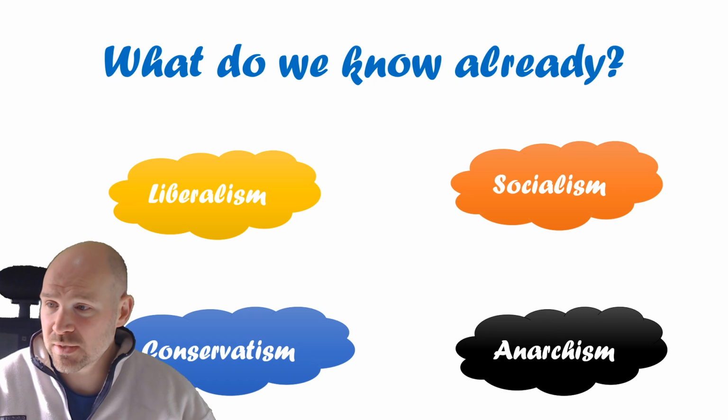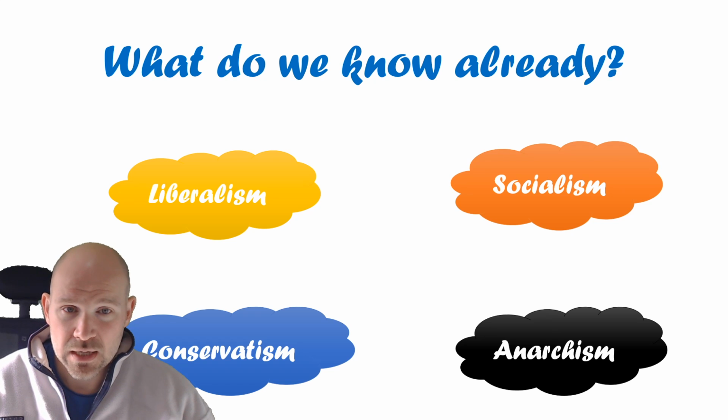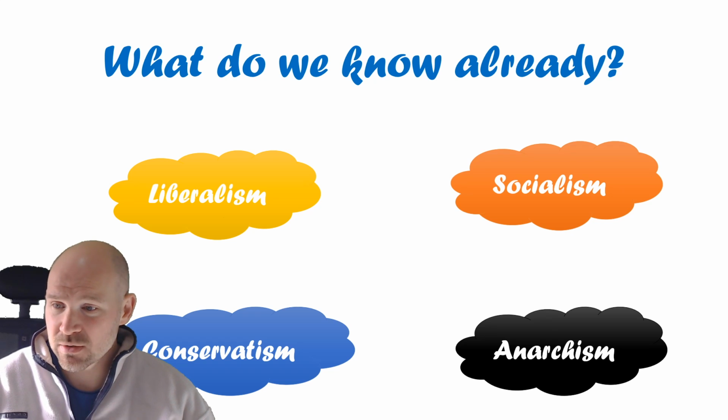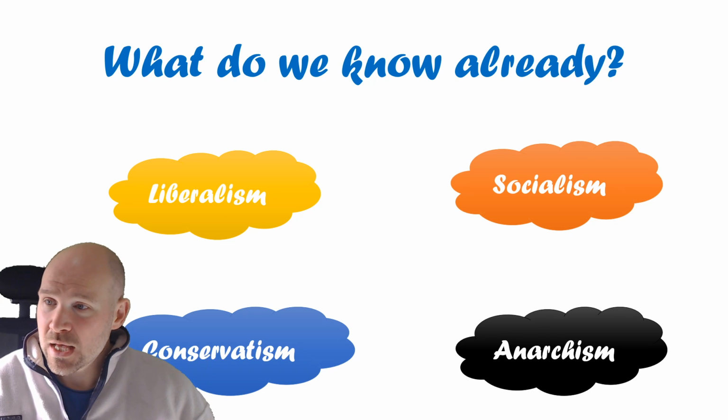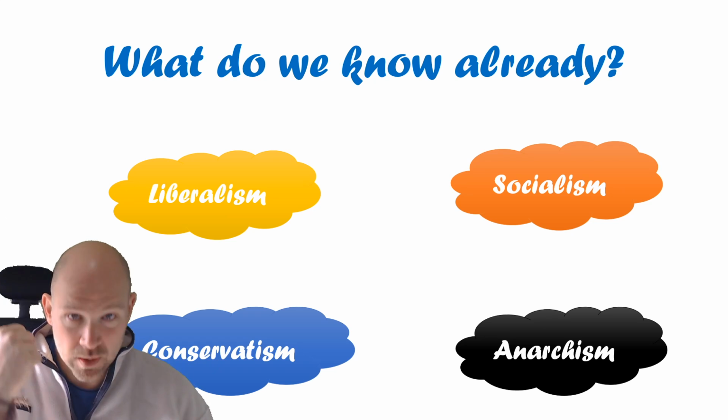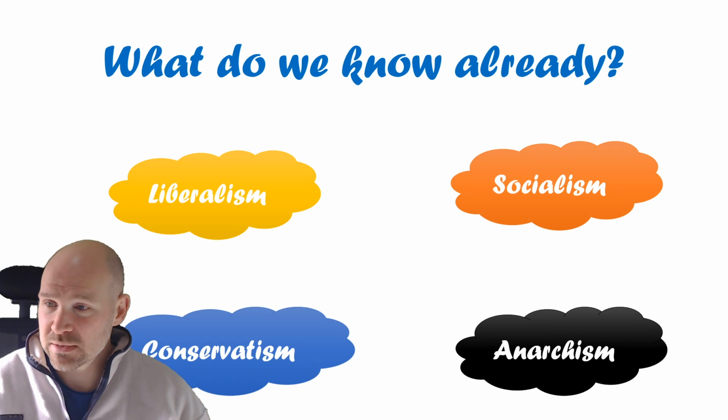So these are the four ideologies which I will be covering this year. This is 2019 to 2020. If you're watching this in a future year, it may be that I've changed the final one. But liberalism, socialism and conservatism appear in paper 1, and anarchism appears in paper 2.